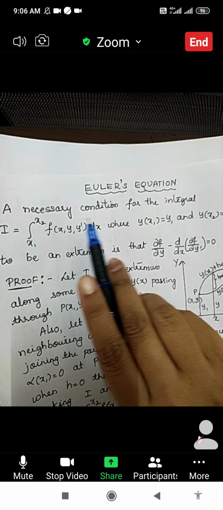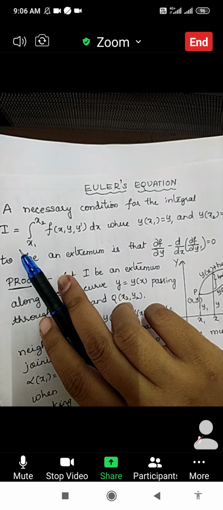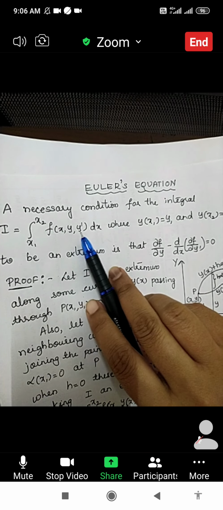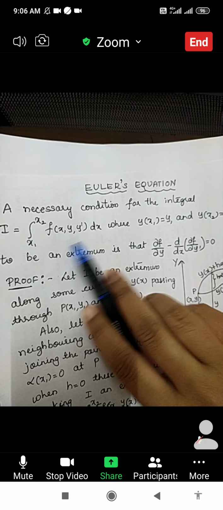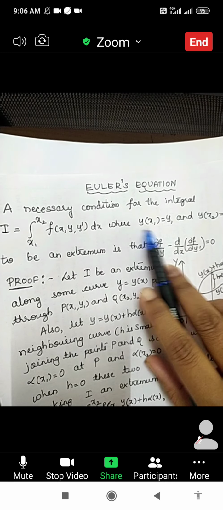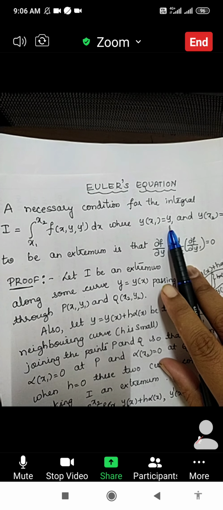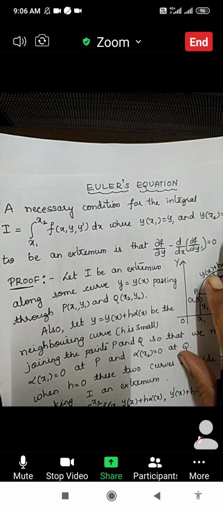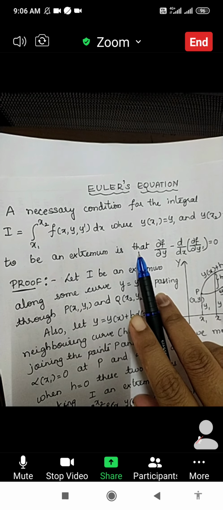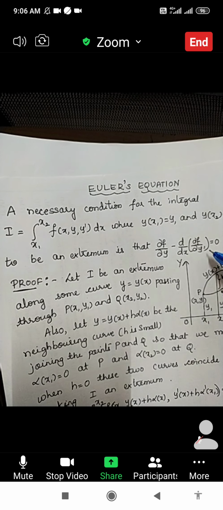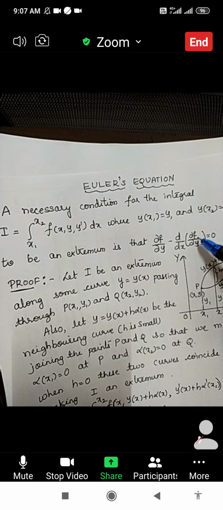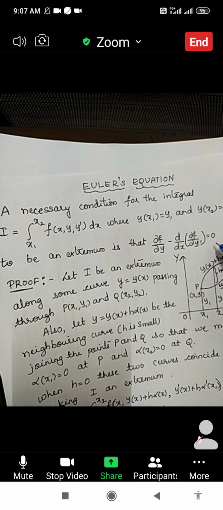A necessary condition for the integral I, which is nothing but the integration of f of x, y, y dash with respect to x between the limits x1 to x2, where y of x1 for the lower limit is denoted as y1 and y of x2 is denoted as y2, to be an extremum is that it has to satisfy ∂f/∂y minus d/dx of ∂f/∂y' is equal to 0.